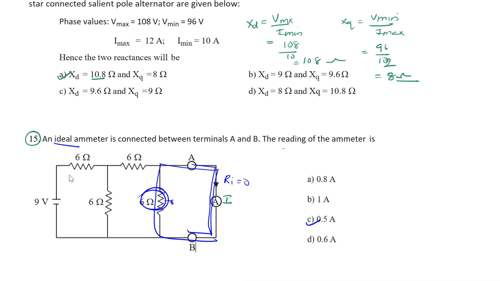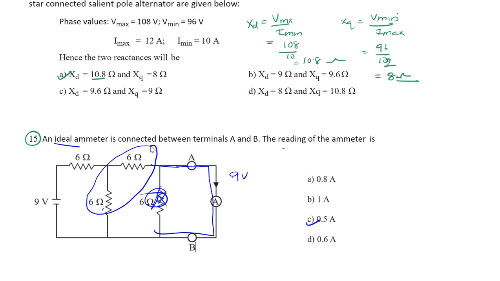Now here what we need to do is find the current. Neglect this resistor here. Now the current will flow like this. The equivalent circuit will be 9 volts, and now these two become parallel. The parallel combination of 6 ohms and 6 ohms is 6 into 6 by 6 plus 6, 36 by 12, which is 3 ohms. Now it is in series with 6 ohms, so R equivalent will be 6 plus 3, which is 9 ohms.